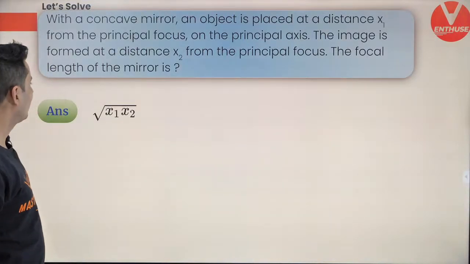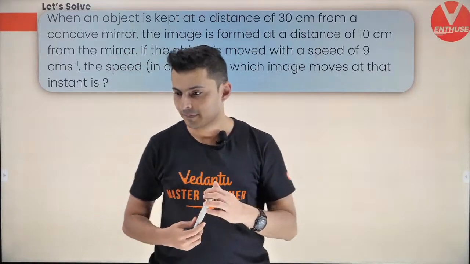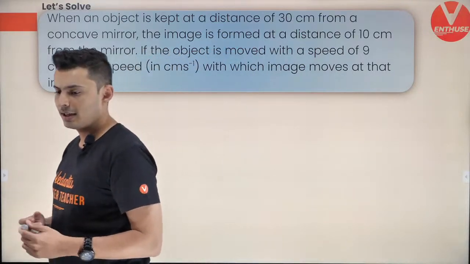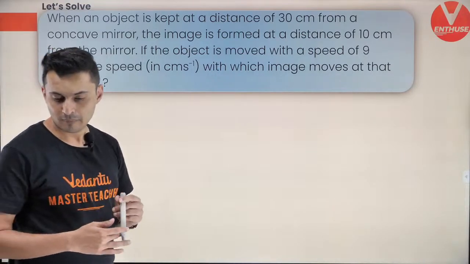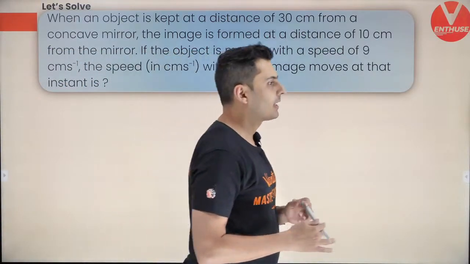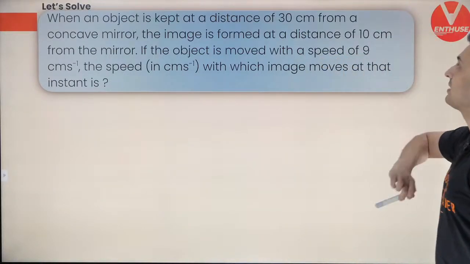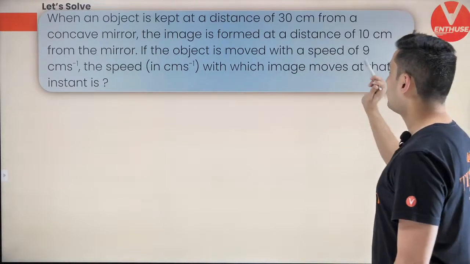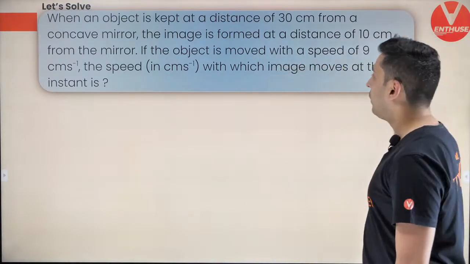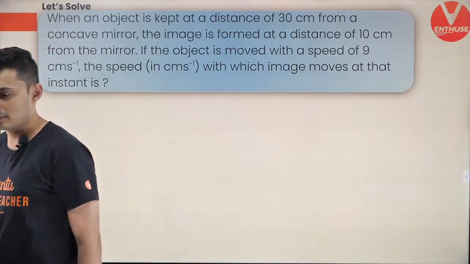So that's the answer. Next and the last question for today. Hi Samira, join in. Last question for today, guys. When an object is kept at some distance, the image formed is at 10. If the object is moved with a speed of 9, the speed of the image will be what at that instant?